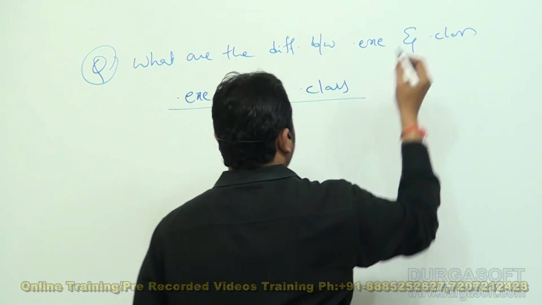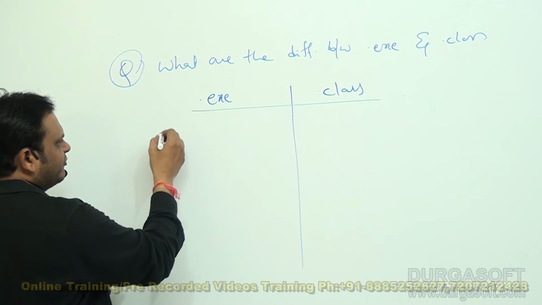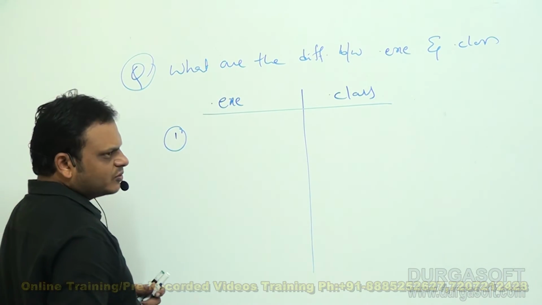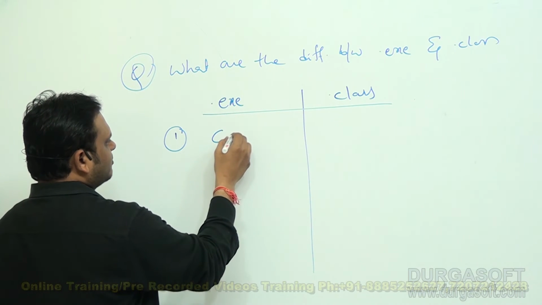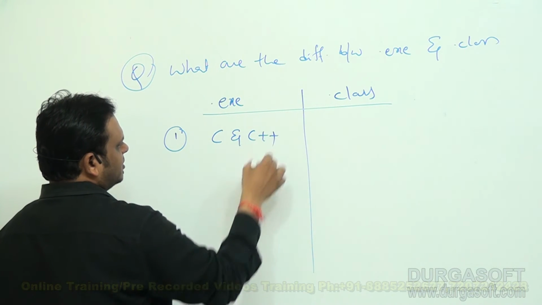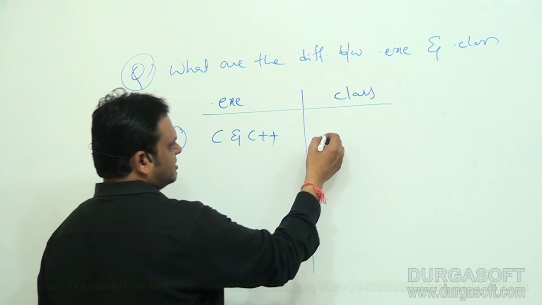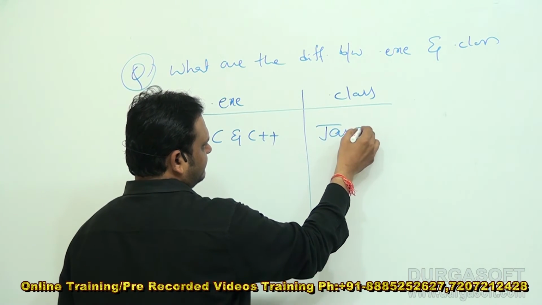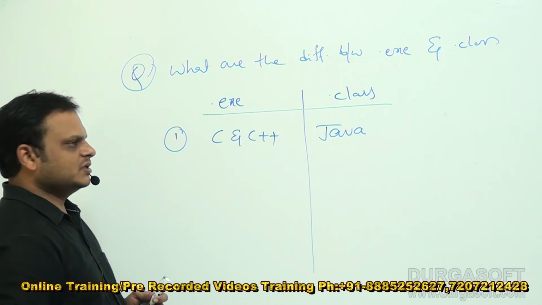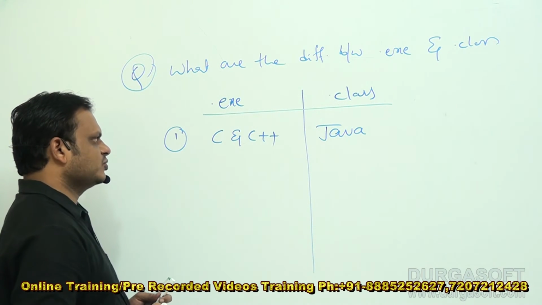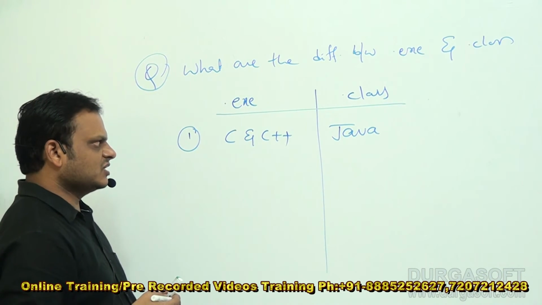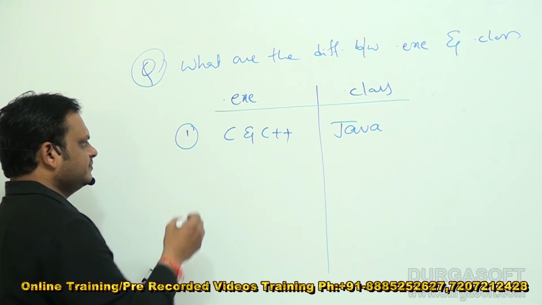And a .class file. The very first difference: the .exe file is available up to C and C++. The .class file exists up to which one? Java. This is the first one. The .exe file exists up to C and C++. The .class file is available up to Java.